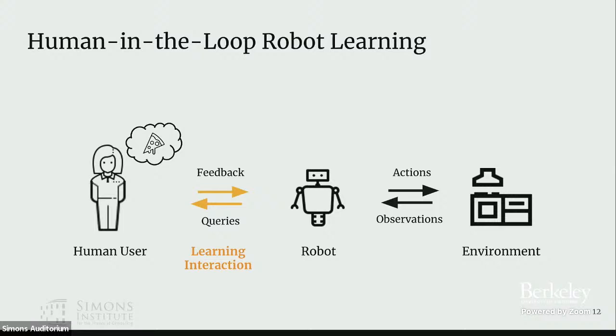In order to do that, we think about this human-in-the-loop robot learning problem by enabling the robot to take an active role in its own learning process, and enabling this interaction between the robot and the human user. So the robot can provide queries to the human user and receive feedback, such that it makes better use of the human user's effort.